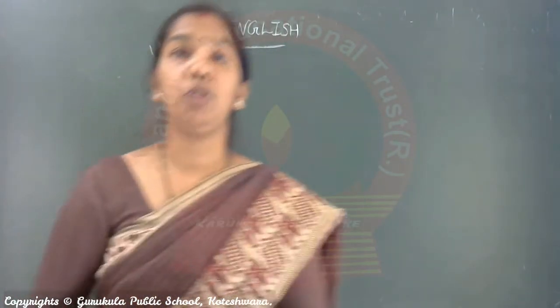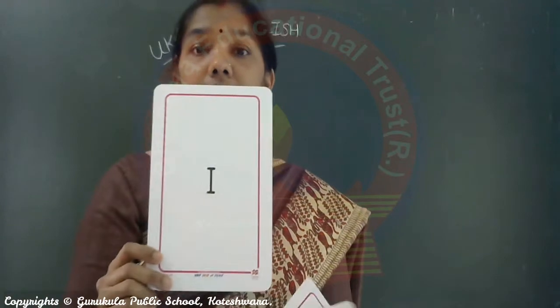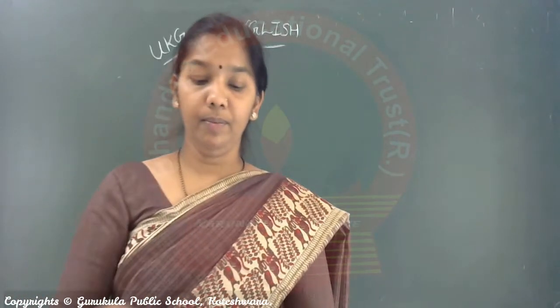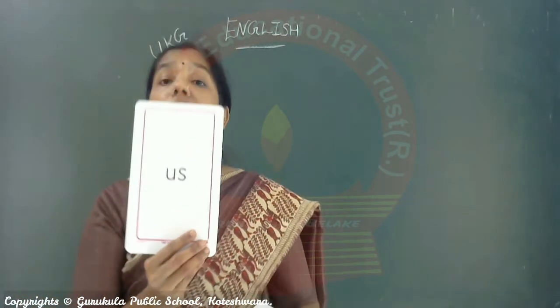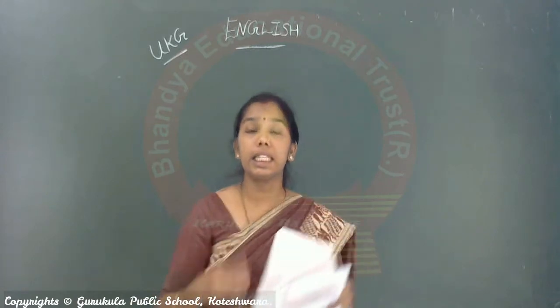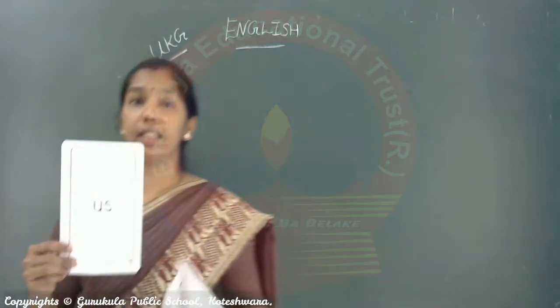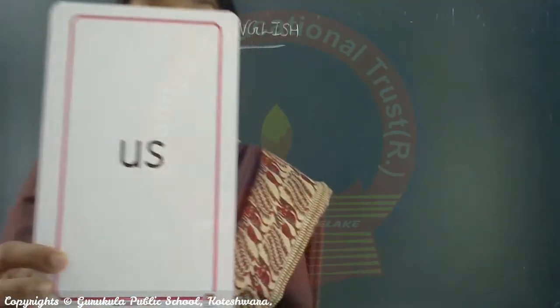Let me show you, what letter is this? I. Yes, I. I means myself, right? Then, what about this? Can you read it out? Yes, it is U, S, us. Us means we all together. How do you pronounce it? Us. You all knew this earlier. We are just revising to make your pronunciation proper. I, U, S, us.